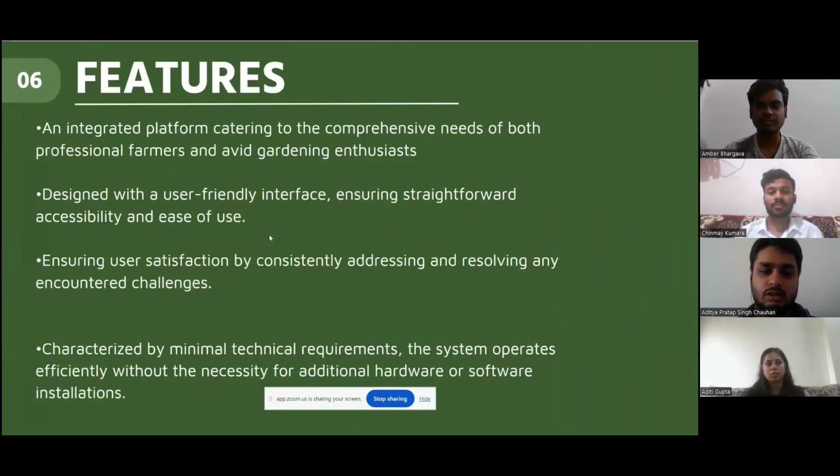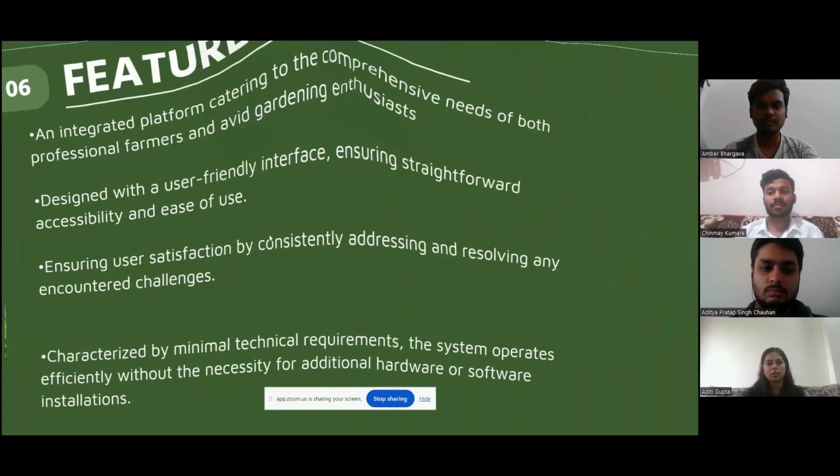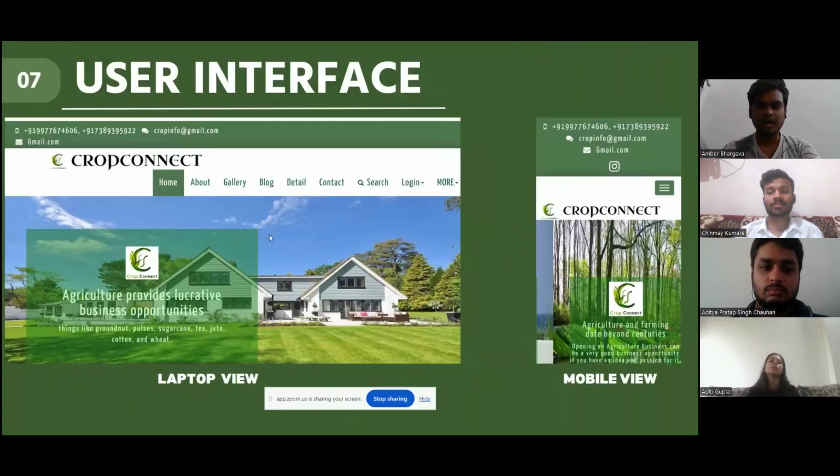And after linking all these technologies, when we run our project, we will have the user interface like this. As I mentioned earlier, our website is a responsive one, so it can perform on both devices, either a laptop or a mobile.